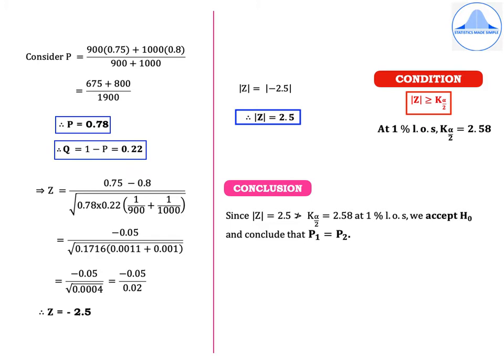Compare mod Z with K alpha by 2. So at 1% level of significance, K alpha by 2 value is 2.58. So the conclusion is, since mod Z is equal to 2.5 and this is not greater than K alpha by 2, which is equal to 2.58, at 1% level of significance, we accept H naught and conclude that capital P1 is equal to capital P2.